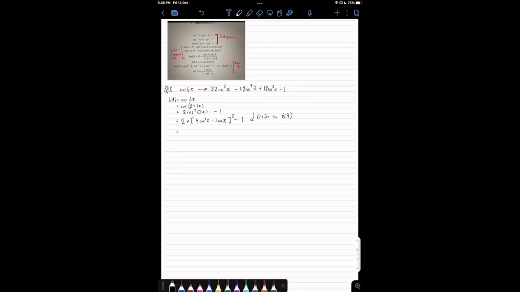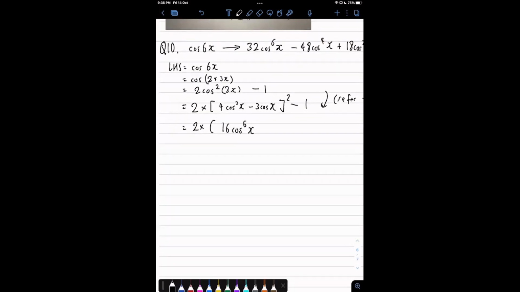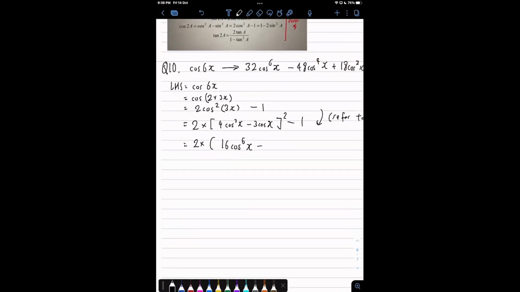So here you got a minus b bracket square. How to expand? A square minus 2ab plus b square. So it's 16 cosine 6x. Make sense? Square and a cube. Yeah. Maybe I can zoom in. Then minus 2 times a times b. 2 times, I'll multiply the number first. 2 times 4, 8. 8 times 3 is 24.